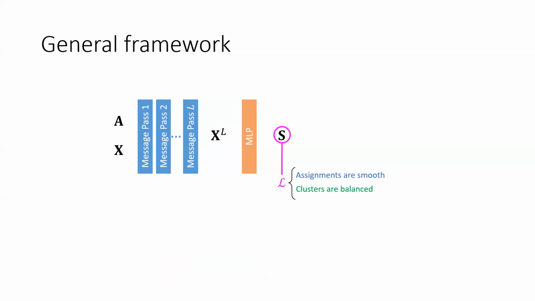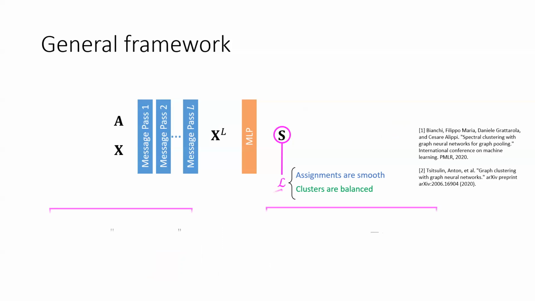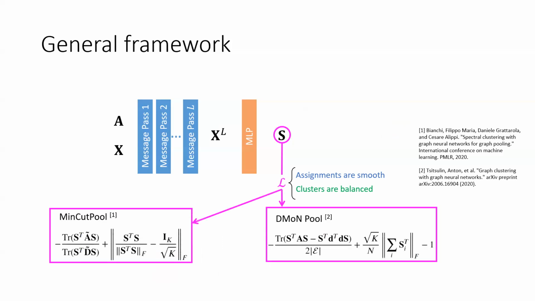Two prominent examples of GNN-based approaches that use an auxiliary loss inspired by spectral clustering are MinCutPool and DMoN pool.